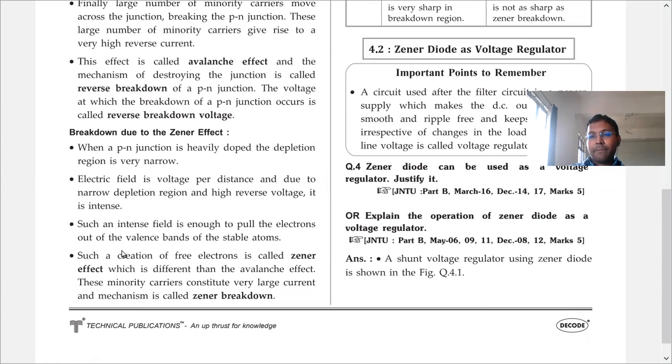So what is happening? The electric field is pulling out the electrons from the atoms. So a large number of charge carriers are generated. A large number of charge carriers means the current is high. Okay, that is the Zener breakdown, right? Next, such a creation of free electrons is called the Zener effect. Okay, this is the Zener effect.